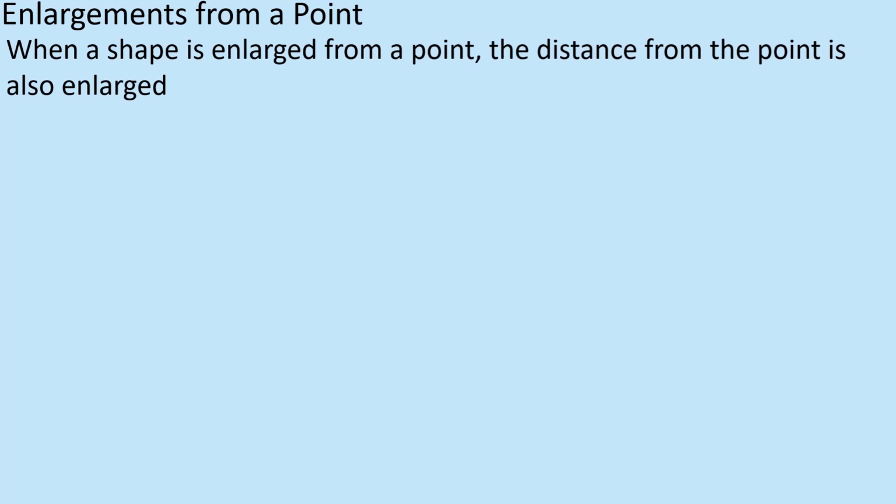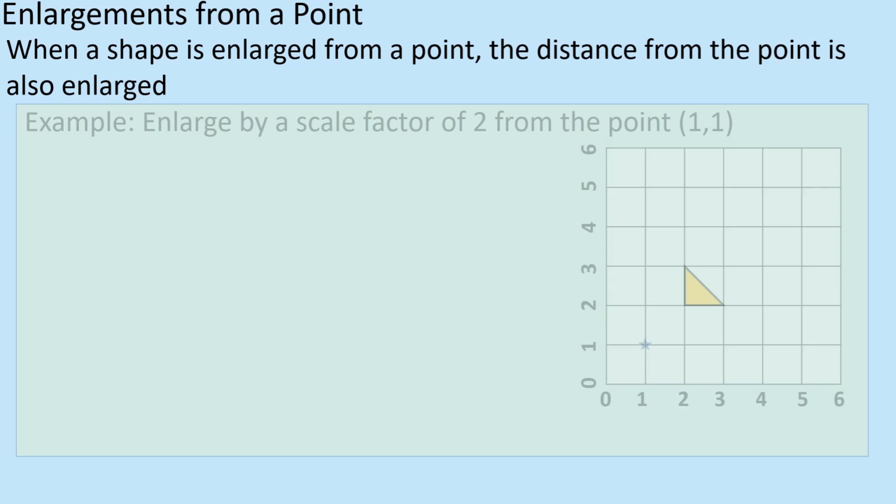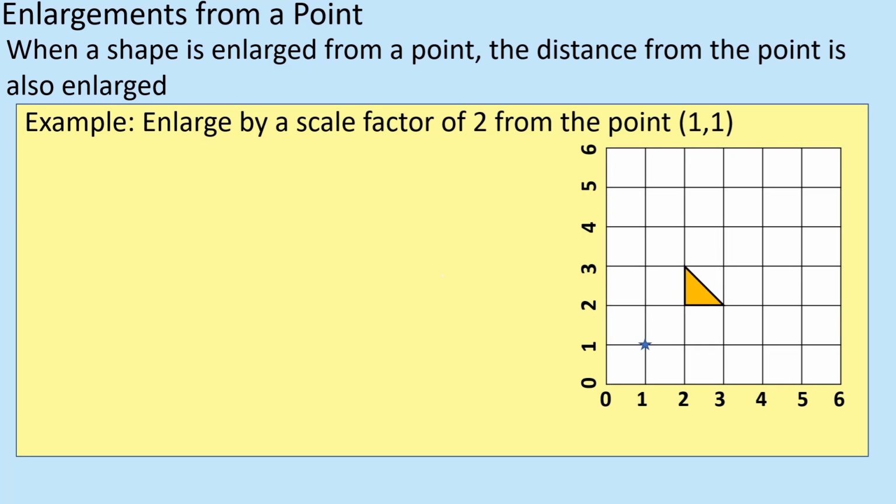Right, today we are looking at enlargements from a point. Okay, so when a shape has been enlarged from a point, that means not only has the shape obviously got bigger or potentially got smaller, but in relation to it, it's also enlarged by the distance from the point it's been enlarged from. Okay, so that's probably best to look at an example really to explain that.